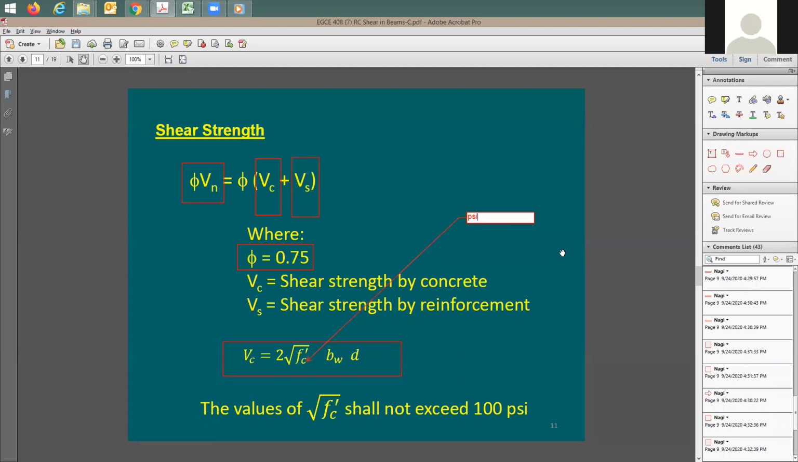PSI. It has to be in PSI. So be careful about this. What is BW? What is D? Base width? No. B is going to be the width of the web, the width of the concrete beam, and D is going to be the depth from where to where? From the tension rebars to the top of the compression.